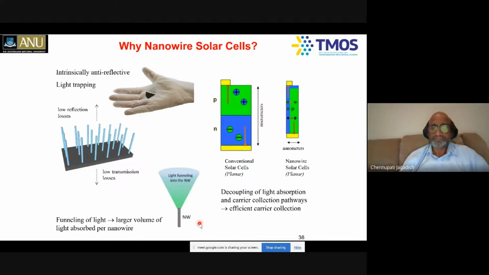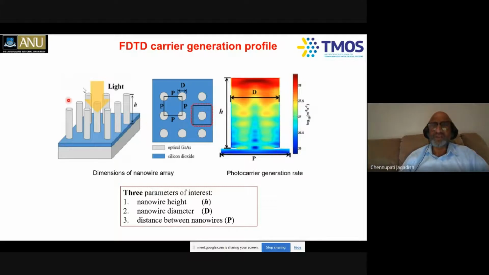Okay. Again, we have done a lot of simulations, FDTD simulations, finite difference time domain simulations, looking at what should be the height of the nanowire, what should be the nanowire diameter, and what should be the distance or pitch between the nanowires, for example. And we're also looking at the carrier generation profile, the photo-generated carriers. You can see that most of the current is generated at the tip of the nanowire, indicating that you do not need to make very long nanowires. About a couple of microns long nanowires are more than sufficient if you're using gallium arsenide or indium phosphide nanowires, for example.